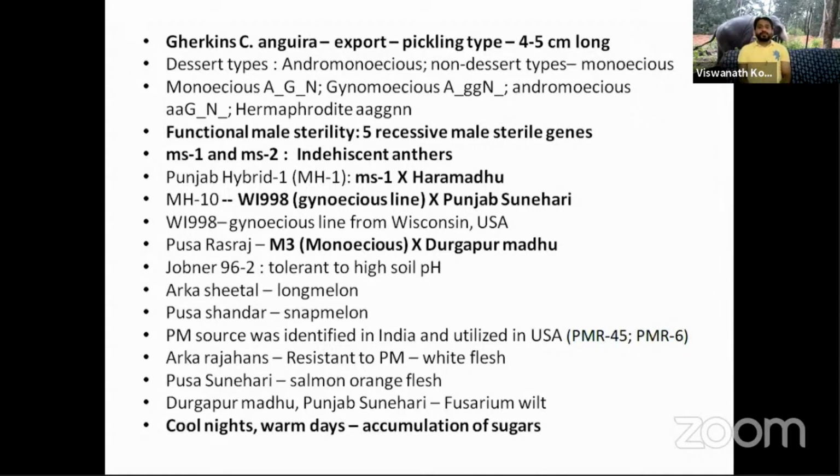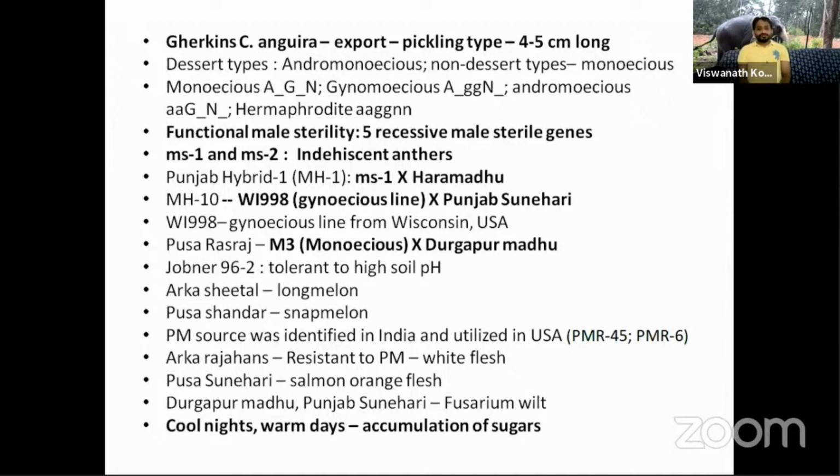So the Punjab Hybrid 1 or MH1 is a cross between the male sterile line MS-1 and Harmadu, and MH10, here they use the gynoecious line WI998 into Punjab Sunehari. WI998 is a gynoecious line from Wisconsin, USA. WI means Wisconsin. So the Punjab Hybrid 1 or MH1 of the muskmelon, MH1 is muskmelon hybrid, was based on the exploitation of male sterility, and the MH10 was based on the exploitation of gynoecism.